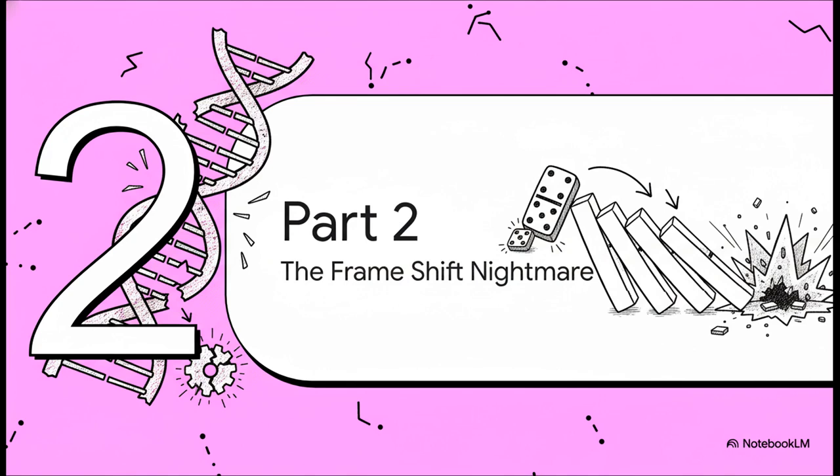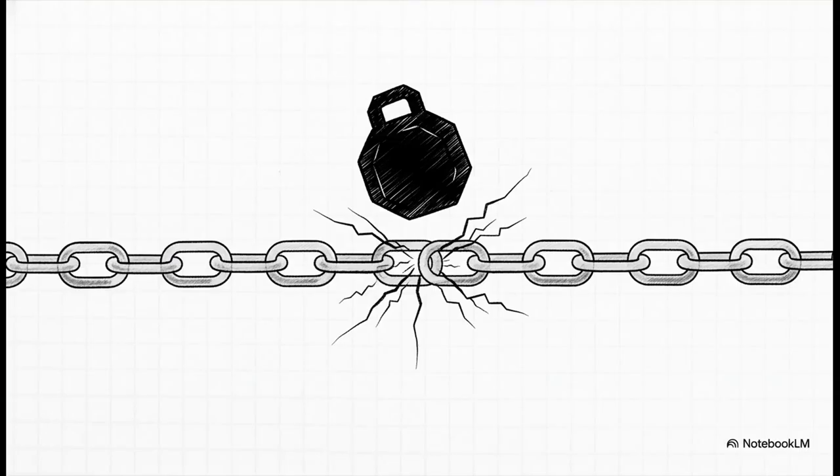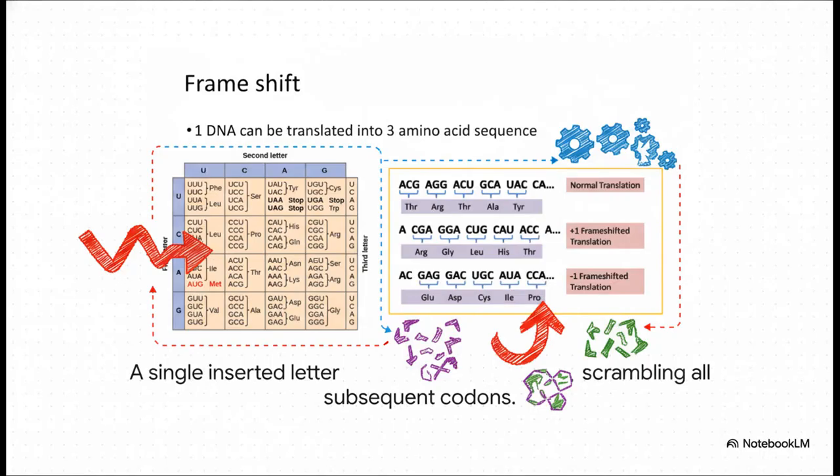Okay, let's get into this, because this is where one tiny error creates an absolute catastrophe. You see, as precise as this system is, it's also incredibly fragile. Just one little mistake, one letter getting inserted or deleted where it shouldn't be, and the whole process can come to a screeching halt. And this shows the disaster perfectly.